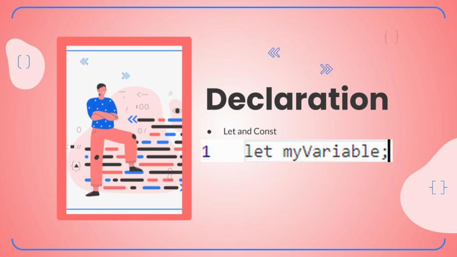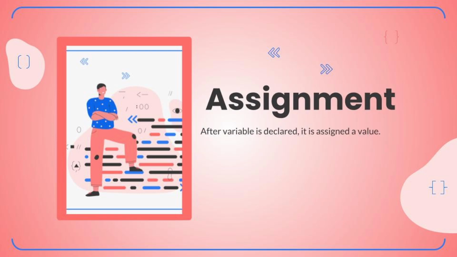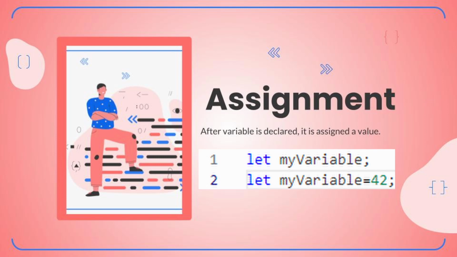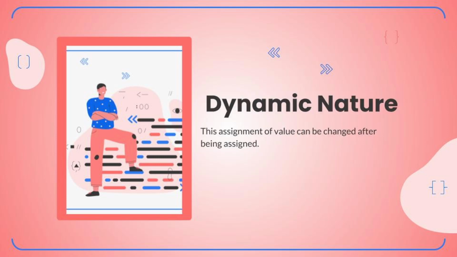Let myVariable. Once declared, a variable can be assigned a value. This is like putting something into a container. So let myVariable equal 42. Now, JavaScript is dynamically typed, which means you can change the type of a variable during runtime.